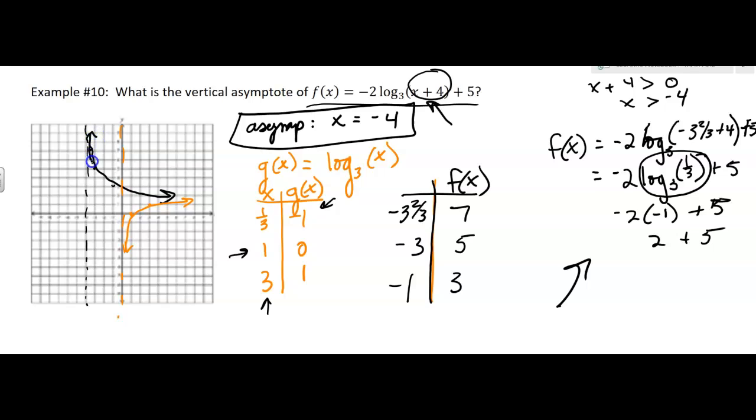And does that do everything we thought it would? Did it reflect about the x-axis? You can kind of see that. It shifted to the left 4 units, and the whole thing shifted up 5. And it does seem to have a little bit of a stretch to it, okay? So they didn't ask you to graph it. I just thought I would show that. So sorry for the long video.